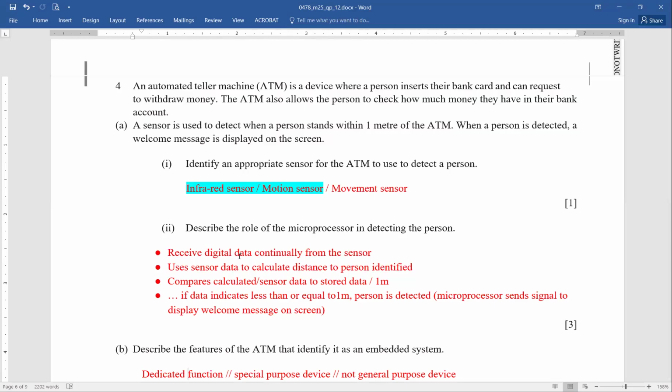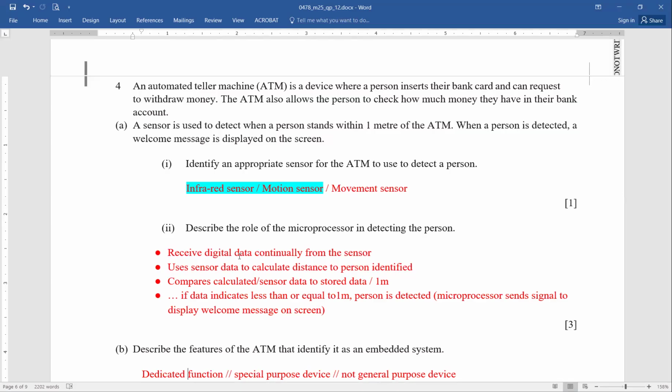Receive digital data continuously from the sensor. This is the first thing that we know. Uses sensor data to calculate the distance to the person. Compares the calculated data from the sensor to the stored data, that is 1 meter. If the data indicates less than or equal to 1 meter, the person is detected, and the processor sends a signal to display the welcome message on the screen. So just remember the 3 valid points.